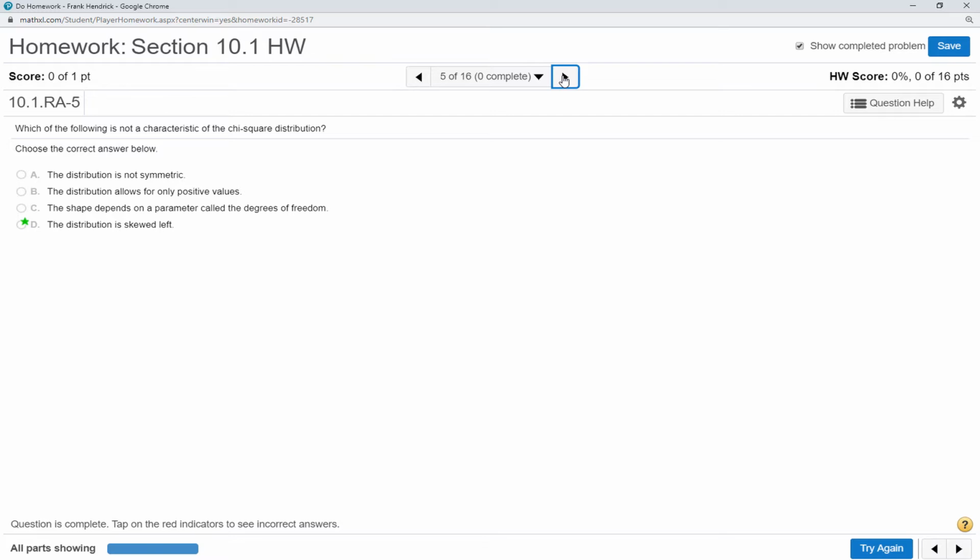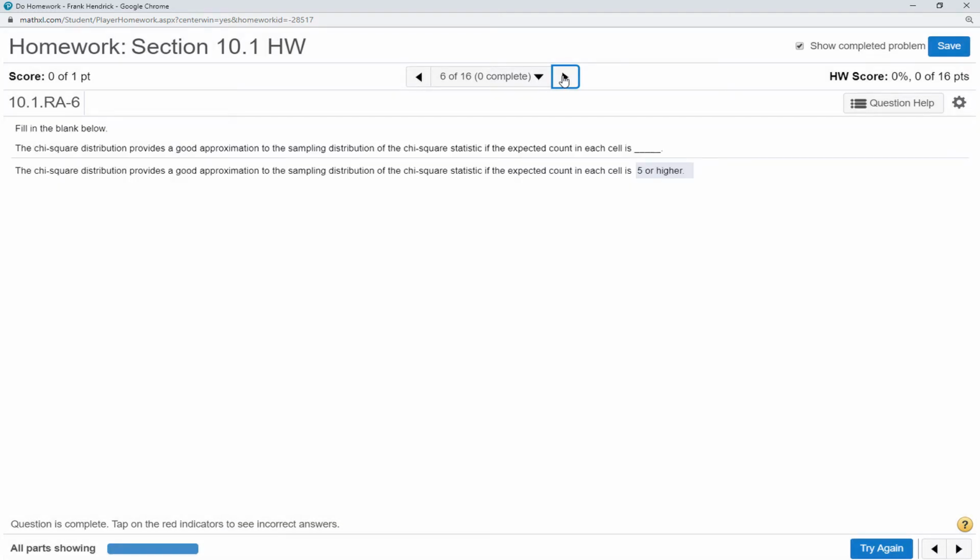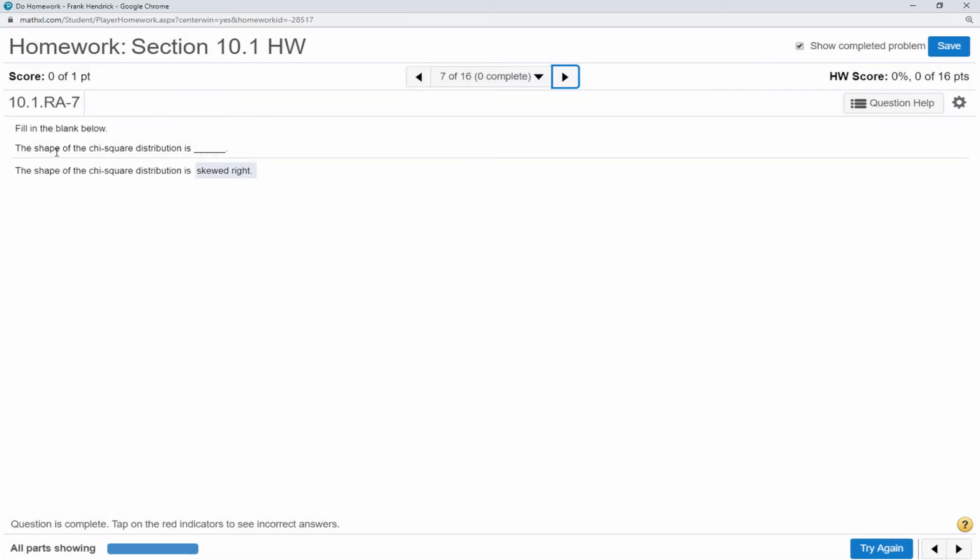Which of the following is not a characteristic of the chi-square distribution? The chi-square distribution is skewed left. The chi-square distribution provides a good approximation to the sampling distribution of the chi-square statistic if the expected count is 5 or higher. The shape of the chi-square distribution is skewed to the right, meaning it points to the right.